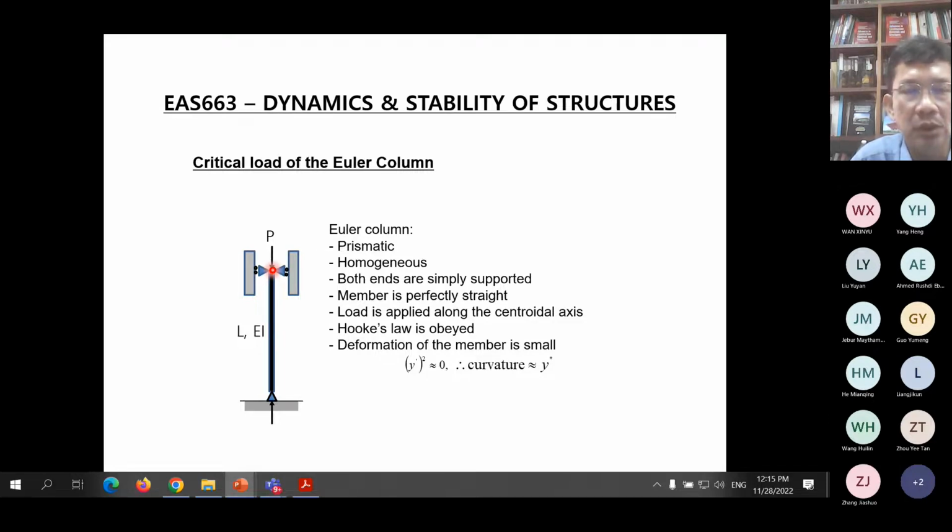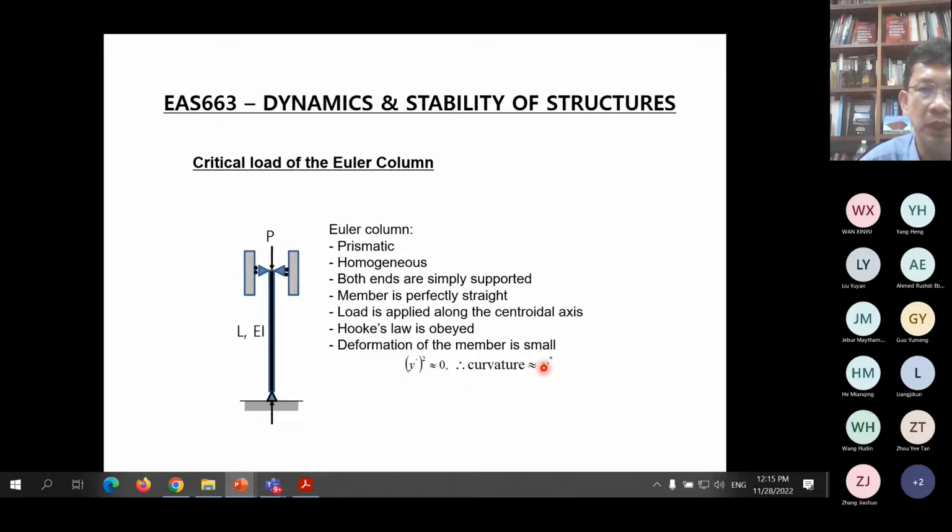And we restrict this to linear elastic material, and Hooke's law is obeyed. That is, stress is equal to E multiplied by epsilon. So you have a linear stress-strain relationship. And also we restrict ourselves to small deformations when we talk about Euler column.